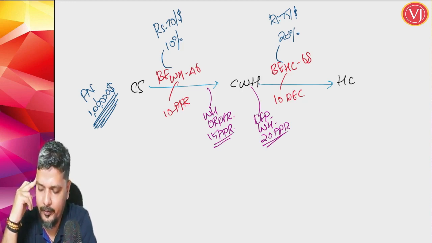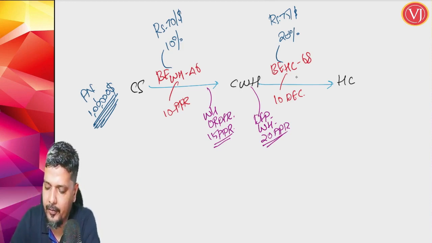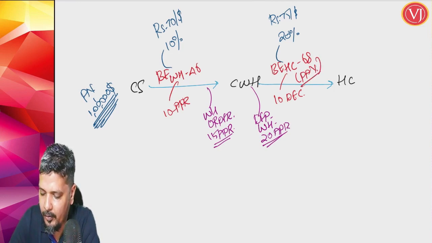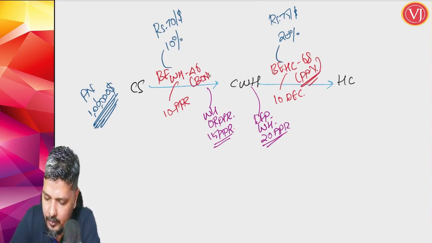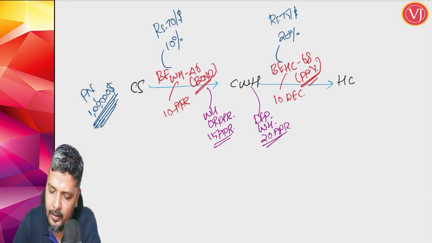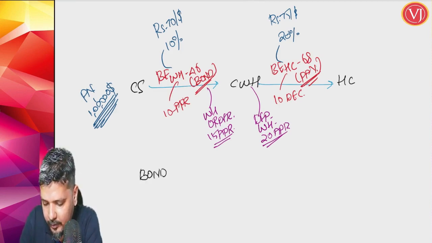Now calculate. When this bill of entry for home consumption is filed under section 68 on 10th of December, payment is also made. Here payment was not done. Here bond was given. Question number 1. What is the value of the bond?